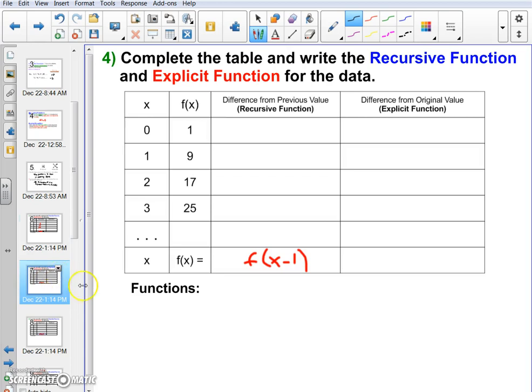So if I go to this example, again, recursive, you want to talk about the previous term. So from here, the difference is 8. It appears that we're adding. Same thing here. Same pattern. And same thing here. So again, these functions right here, pretty easy to write. Basically, whatever you have in this column is what's going to go here. So I have a plus 8.